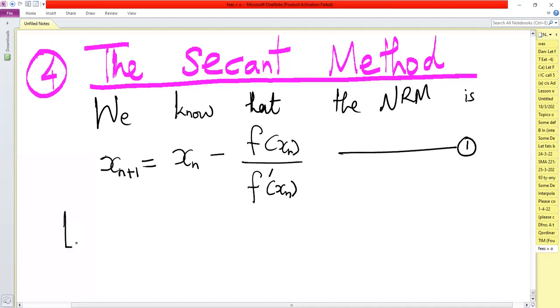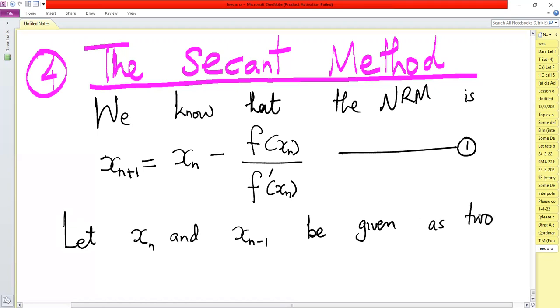Then let xn and xn minus 1 be given as two approximate roots to the equation f of x equals 0.